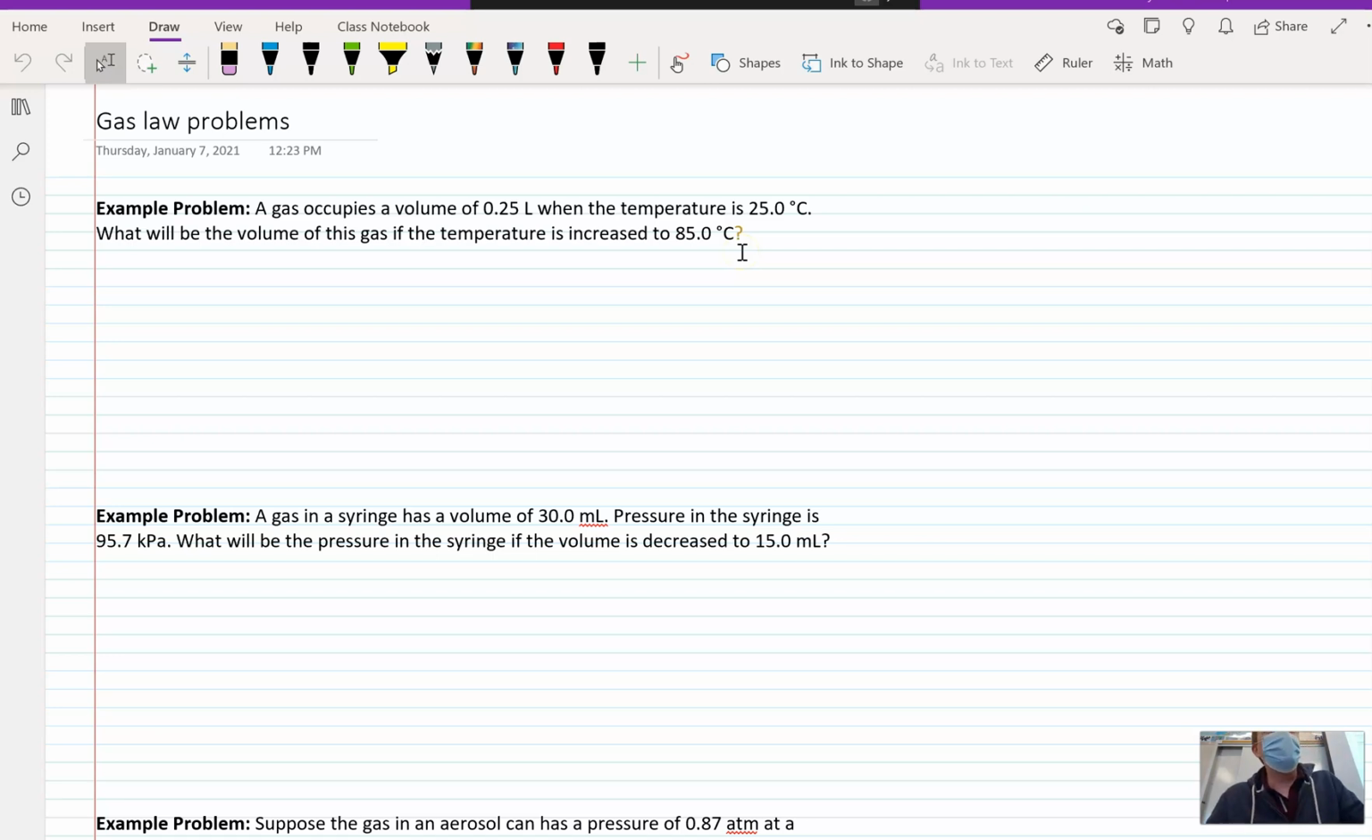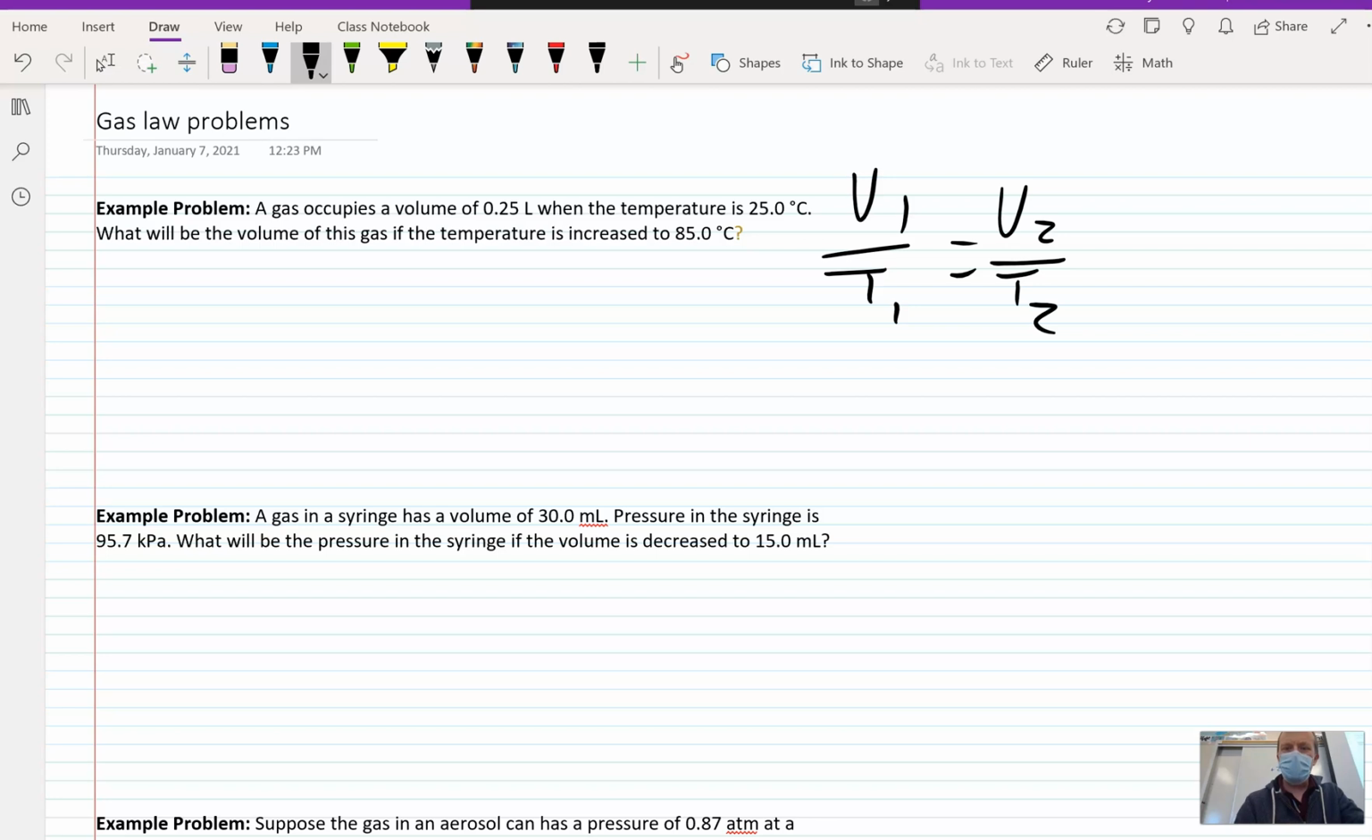Well, the very first thing we need to do is figure out what equation this is. So we do that by looking at the variables, especially the variables that are changing. So this is volumes and temperatures. Is that Charles, Boyle's, Gay-Lussac? Charles, right. So that's V1 over T1 equals V2 over T2.